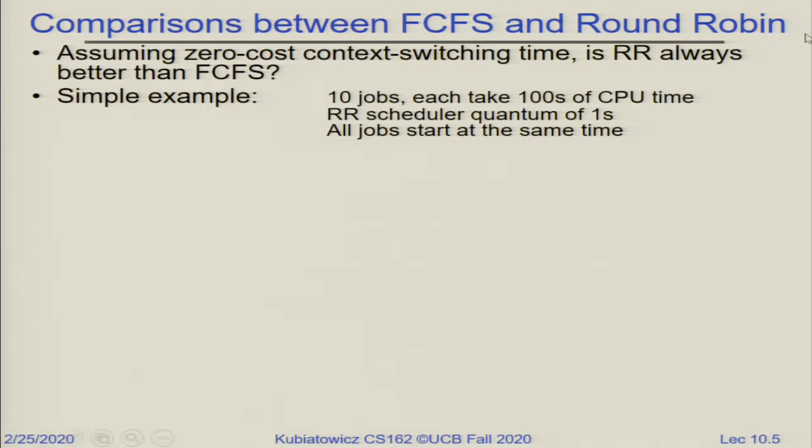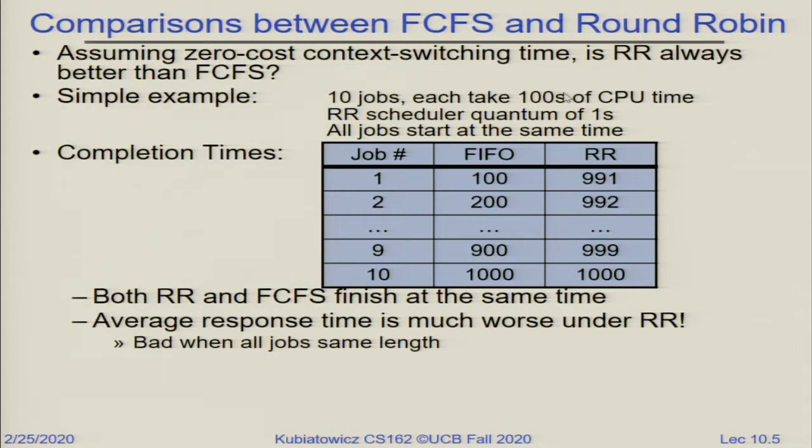They each take 100 seconds. So we're not really talking responsiveness here, right? 100 seconds is a long time. We're probably computing. Okay? The round robin scheduler, if we have a quantum of 1 second and all the jobs start the same, you can easily come up with this table. FIFO, or first come, first serve, is easy to compute, right? Because you run the first one for 100 seconds and the second one for 100 seconds and the third one for 100 seconds and so on. And what this is showing you is by the time I'm done with 10 of those, I've used up 1,000 seconds.